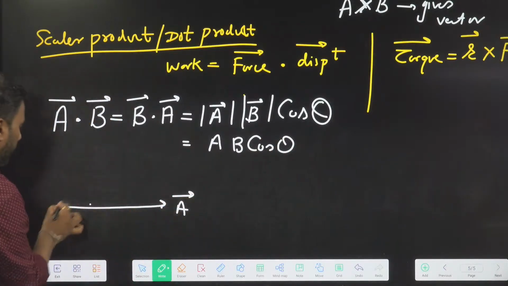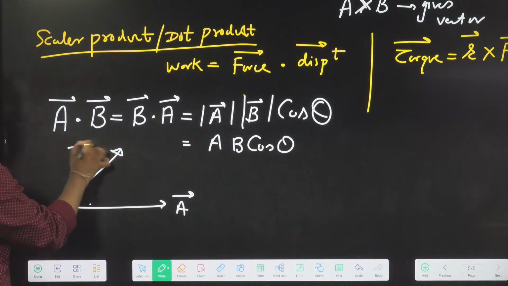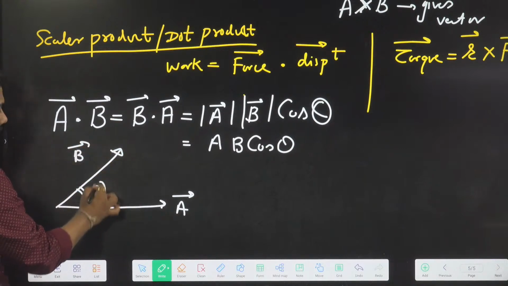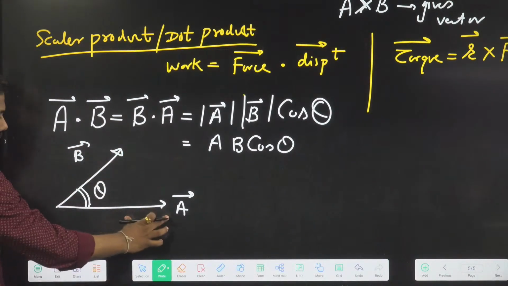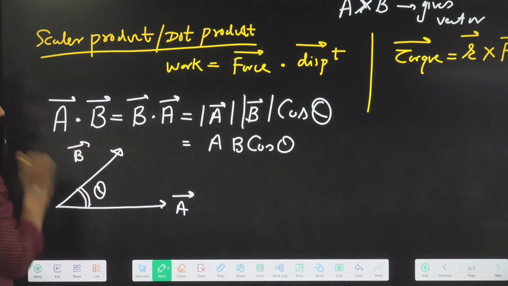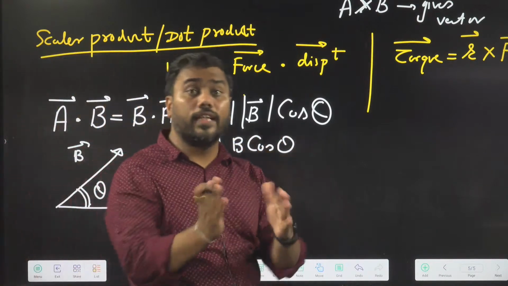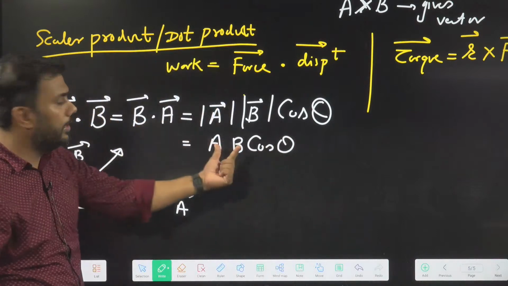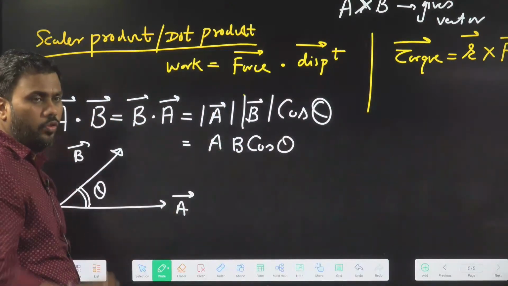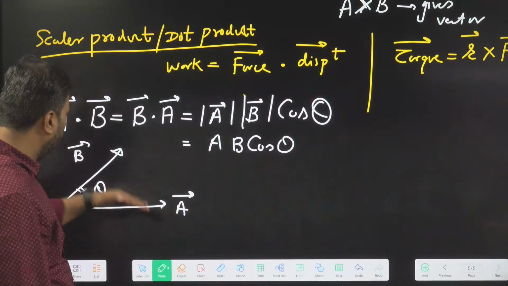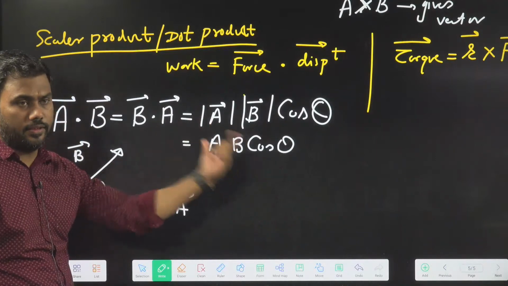This is your A vector, this is your B vector. They are connected tail to tail. Then this is the angle between them. So magnitude of first, magnitude of second, into cos of the angle. This gives you the scalar product. And this is a scalar number. There is no direction in it. So the scalar product of two vectors is this.